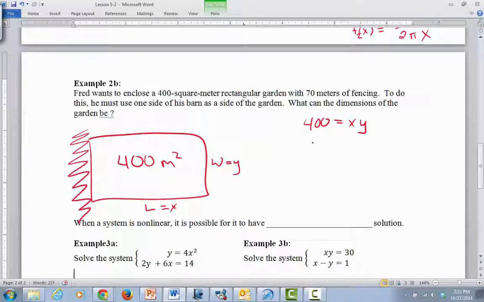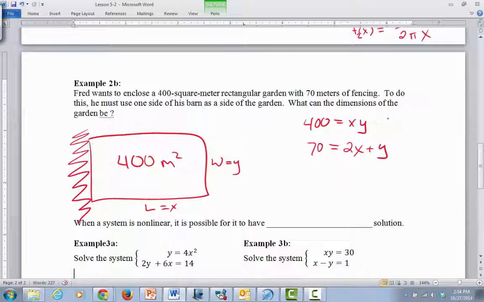Okay? And we know that the 70 is the circumference, or the perimeter. So 70 is actually going to equal what in x and y? How many x's do I have? 2. So 2x plus y. All right. So on this one, we're going to actually solve for y and use the graphing calculator again.